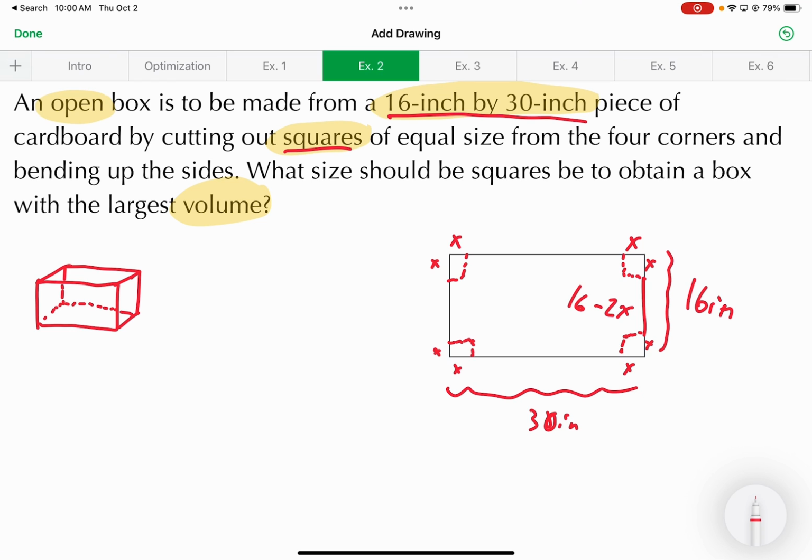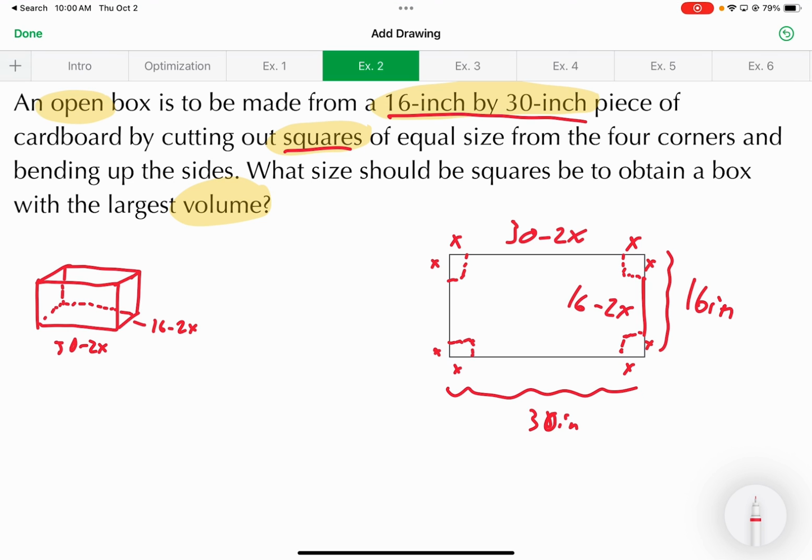So my other dimension would be what? Very good. So we're going to say this is 30 minus 2x. We'll say this is 16 minus 2x. Now, what's the height of my box? Yeah, it's x inches tall, okay?